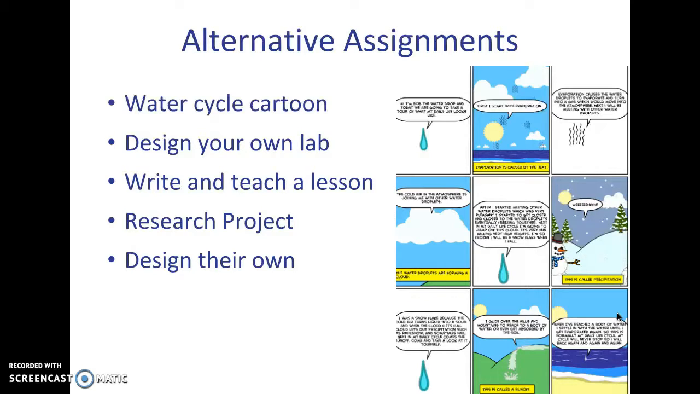The way I see this working in my classroom is that students will be working at their own pace. So they could do a water cycle cartoon, and if they finish that, then they could do their own lab. Even my general students who needed more practice, maybe after the lab, if they feel like they understand, they could move on. So I see some of my students maybe completing 1 or 2 assignments, and maybe some of my students completing more.